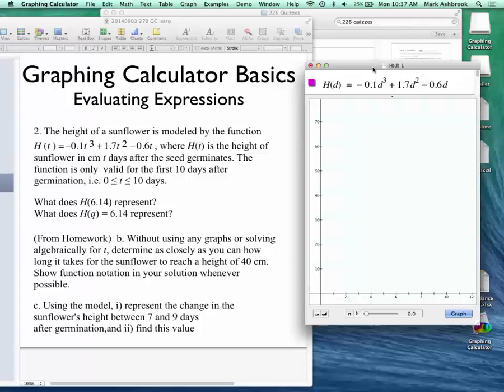Can we set our equation equal to 40? Yeah, but that's off limits. That's what I'm saying. You can't do that. You can't solve for the input. But yes, that's one way to do it.